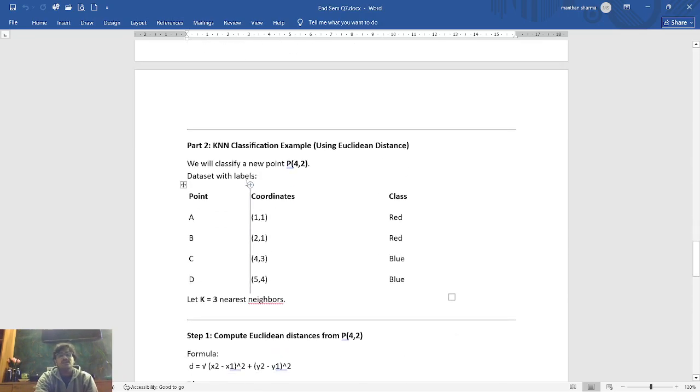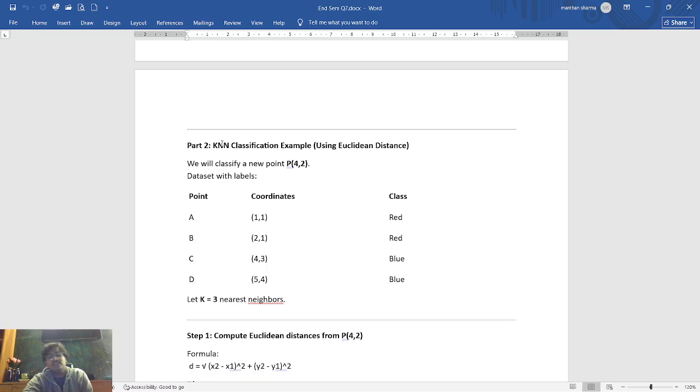So moving on to part 2, the KNN classification example. Now let's move to KNN. Here we classify a new point, say P (4,2), and we have these labeled points: (1,1) as red, (2,1) as red, (4,3) as blue, and (5,3) as blue. So let's set K at 3.